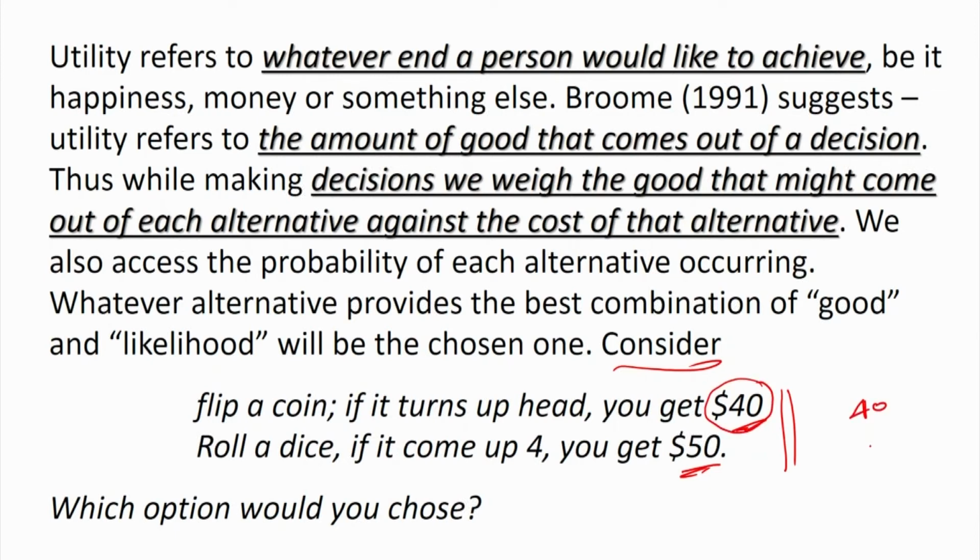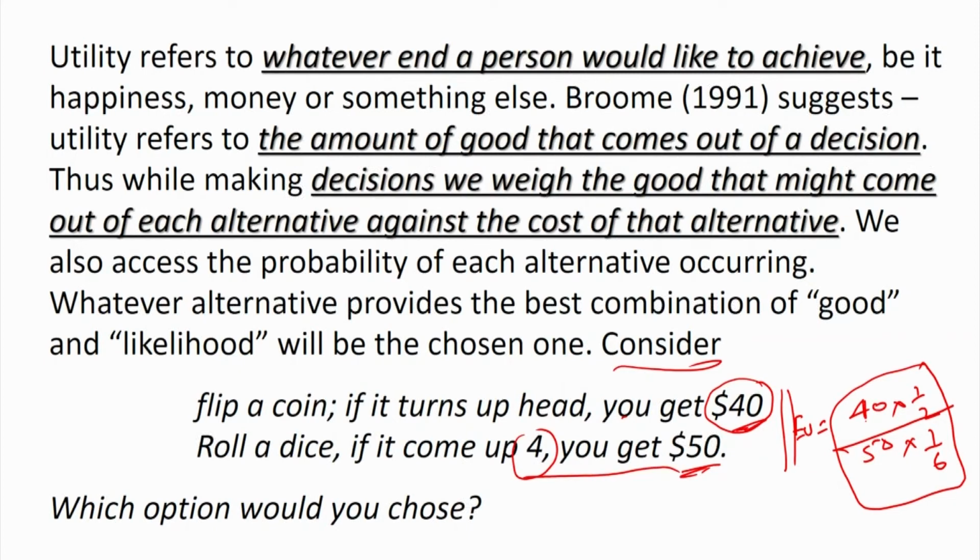The utility is 40 here, the utility is 50 here, but if you calculate the expected utility, the probability of getting heads is half, whereas the probability of getting a 4 is 1 by 6. So, if you calculate the expected utility, that of the second is less, or the expected good that you are going to get, the appropriateness of this is lesser than this, because the probability of getting a 4 in a throw of dice is 1 by 6, as there are 6 faces of a dice and getting a 4 is 1 by 6.